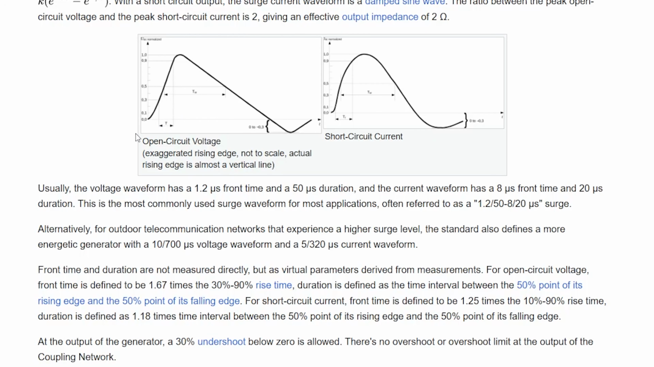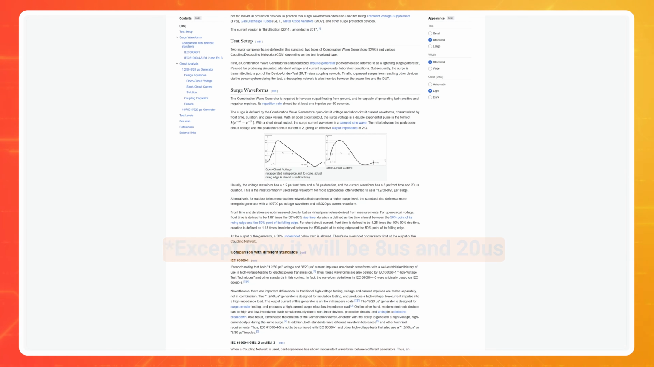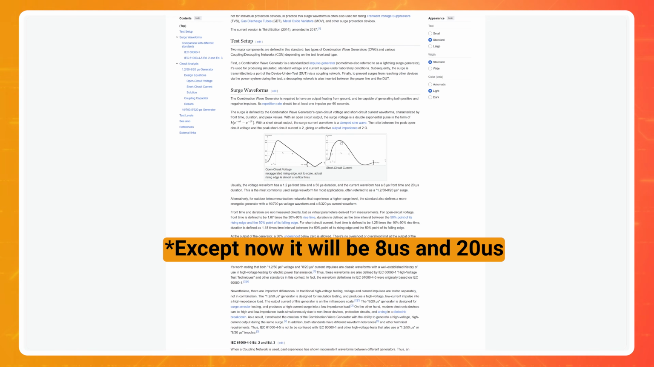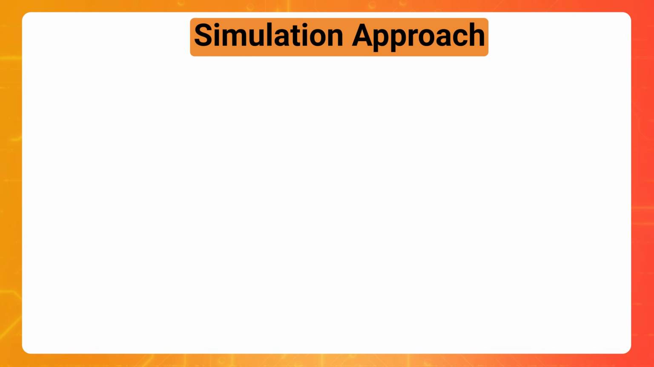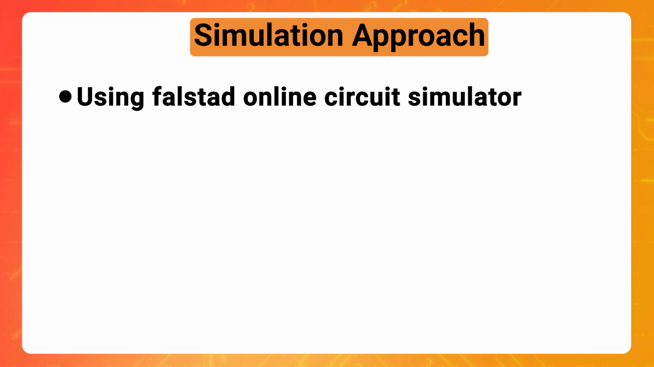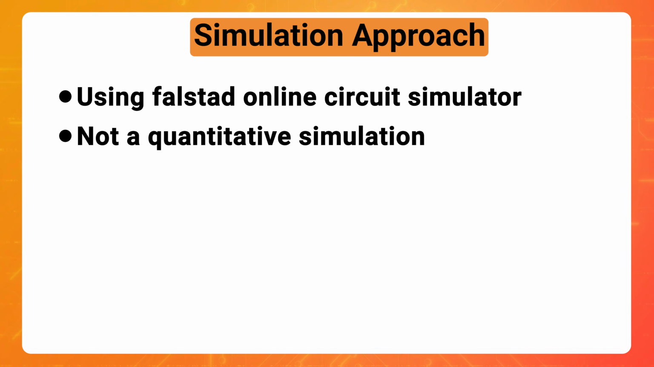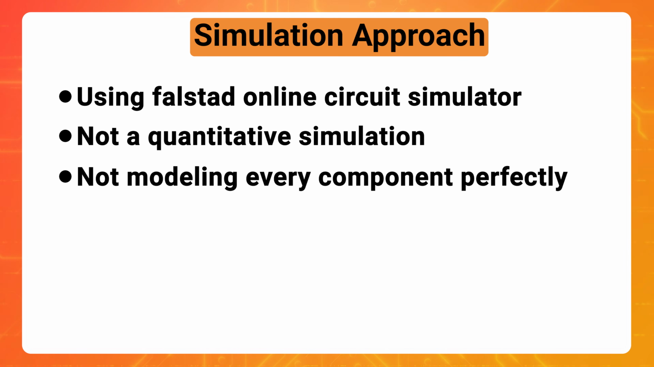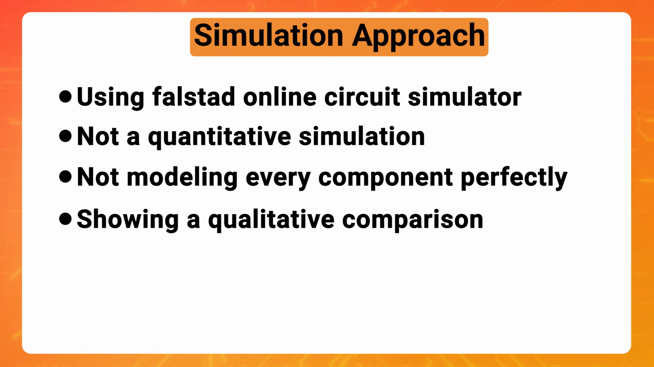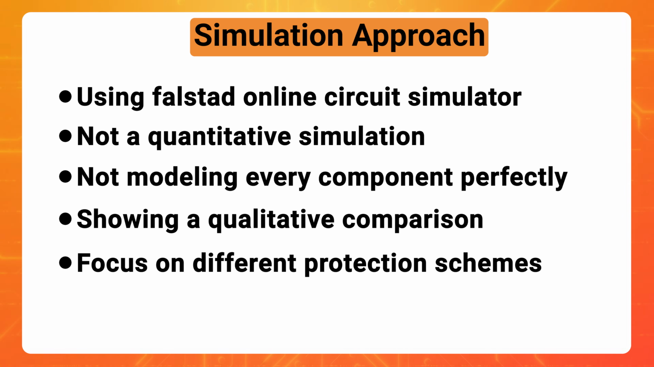And it's important to note that that's when it's open, so when there's nothing connected. And then if there is a short, it's a very similar waveform, except now it will be 1.2 microseconds and 20 microseconds to decay. Like I mentioned in the intro, I'm going to be using an online circuit simulator called Falstad. And what I want to be very clear about is I'm not intending this to be a quantitative simulation. I'm not trying to model every single component perfectly. All I'm trying to do is just show a qualitative comparison between different protection schemes.